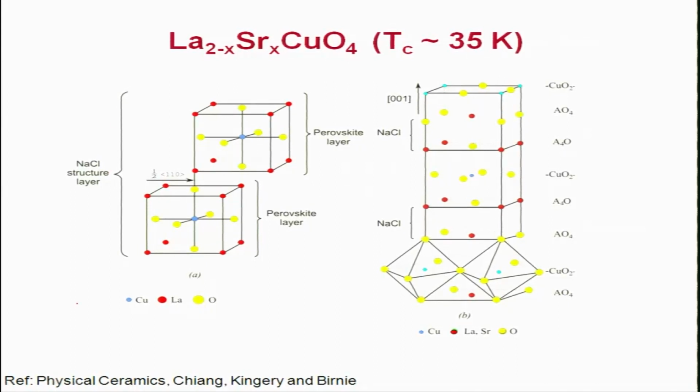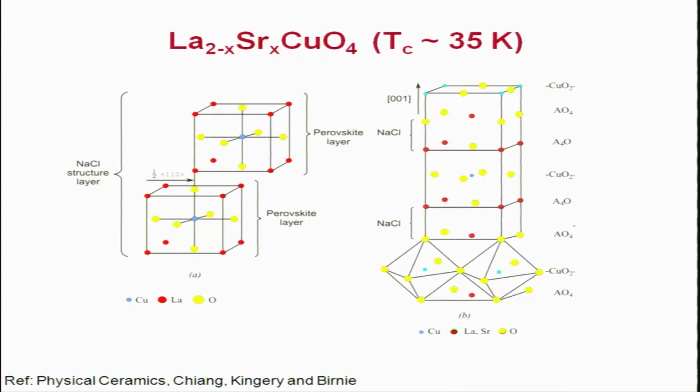It is a very interesting structure. So, it has this layered structure. The first layer is copper oxide, second layer is AO4, A could be strontium or lanthanum. So, copper oxide layer, AO4 layer, A4O layer, CuO2 layer, A4O layer, AO4 layer. It looks complicated, but it is a fairly simple layered arrangement, but the layers are shifted.